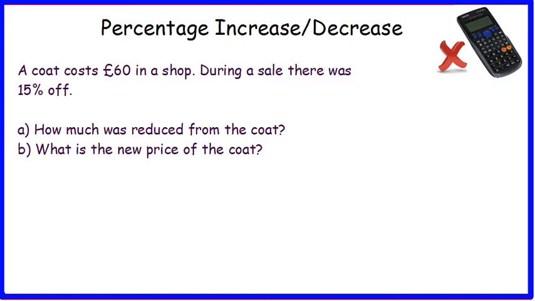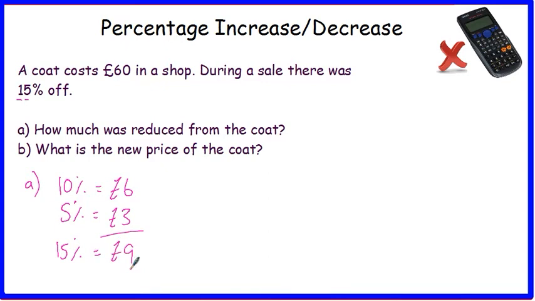Okay, so we're going to use some skills now to get 15%. So I'm always going to go to 10%. So 10% of £60 is £6. I need a 5%, which is going to be half of this, £3. So then the total 15% is £9. What is the new price of the coat?